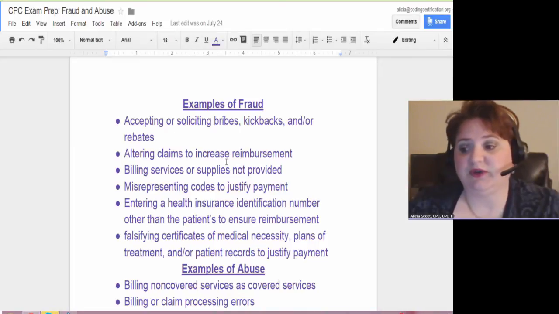Altering claims to increase reimbursement, billing services or supplies not provided. That happens a lot. Entering a health insurance identification number other than the patient's to ensure reimbursement. Now, to me, that's just stupid, but it's been done. Falsifying certificates of medical necessity, plans of treatment, and or patient records to justify payment. Again, it doesn't take much for this to happen.